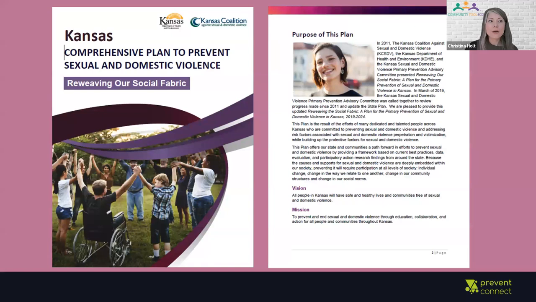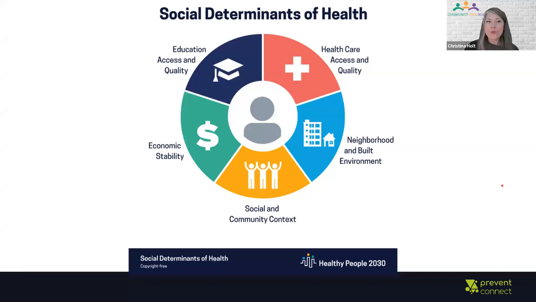Okay. And one other thing I wanted to cover is social determinants of health. This is a conceptualization. This graphic that you see here is from Healthy People 2030. Social determinants are the conditions in the environments where people are born and live that affect a wide range of health, functioning, and quality of life outcomes. So this shows some of the different social determinants.